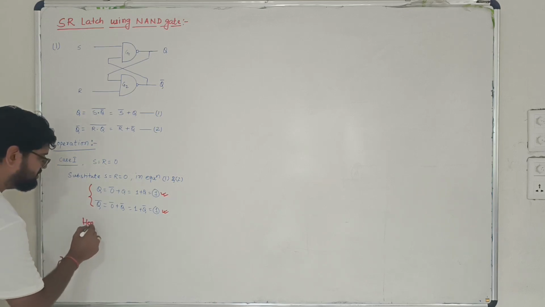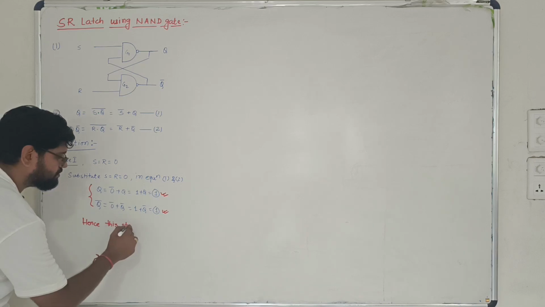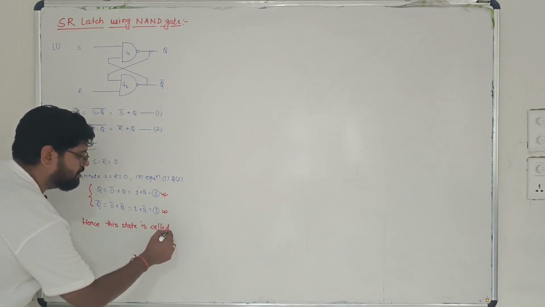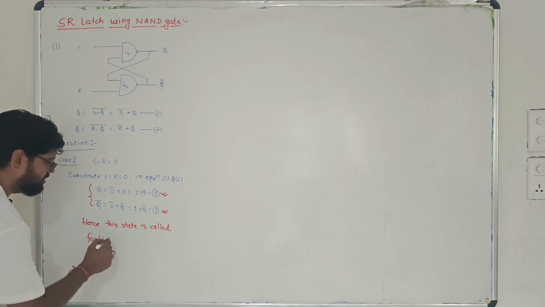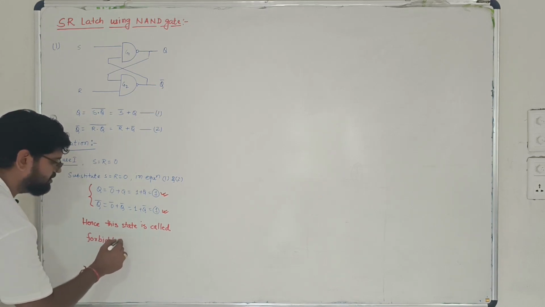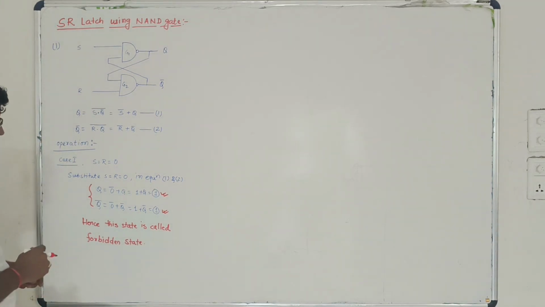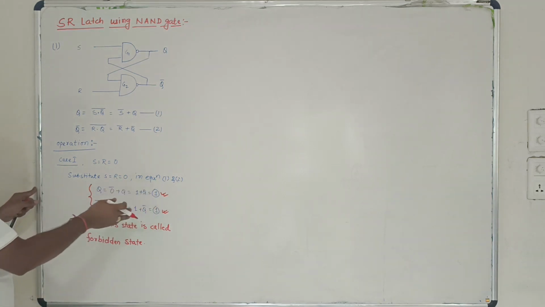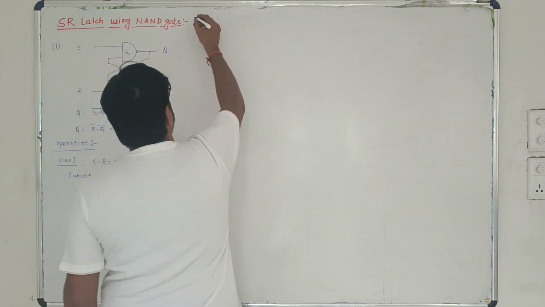Hence this state is called forbidden state or indeterminate state, whatever you want to say, that's fine. We are not getting any kind of output in this case because 1 and 1 is a contradiction. We cannot get anything, therefore we say that this state is a forbidden state or indeterminate state.